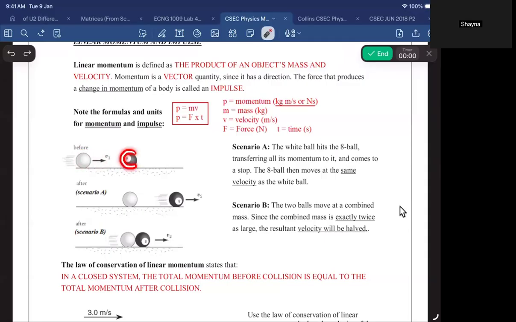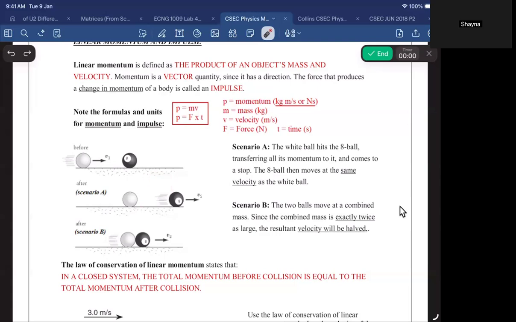When it hits the black ball, what do you think happens to the momentum in the white ball? It loses its momentum. Well, it transfers the momentum, because there's a law of conservation of linear momentum. It doesn't get lost. It says that in a closed system, the total momentum before collision is equal to the total momentum after collision. So it transfers its momentum to the eight ball.